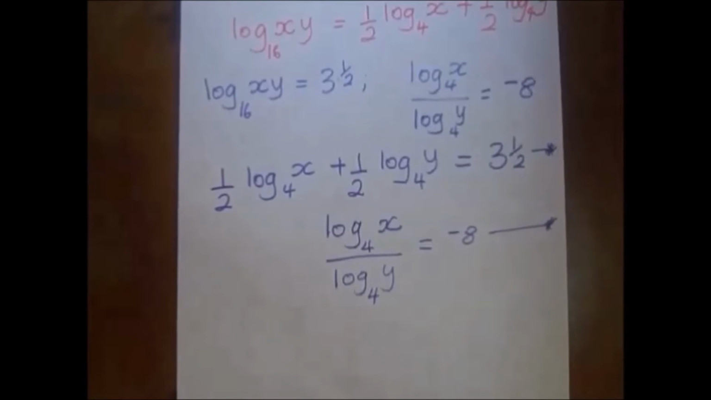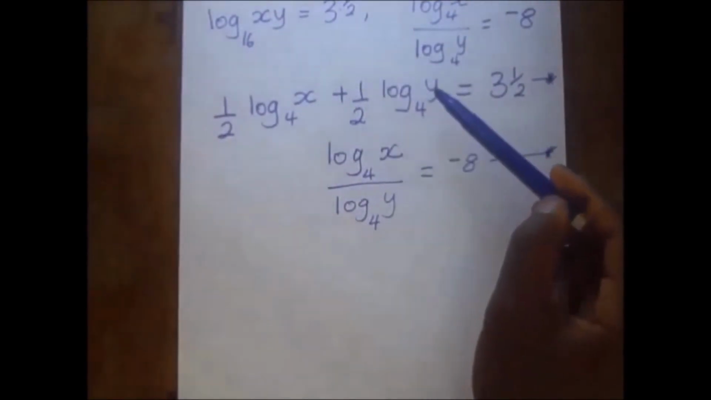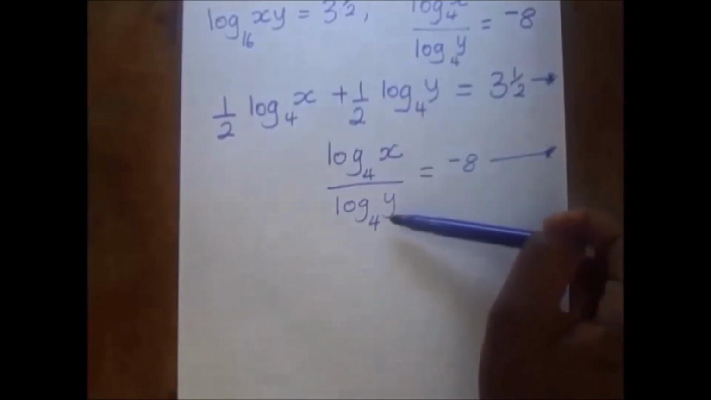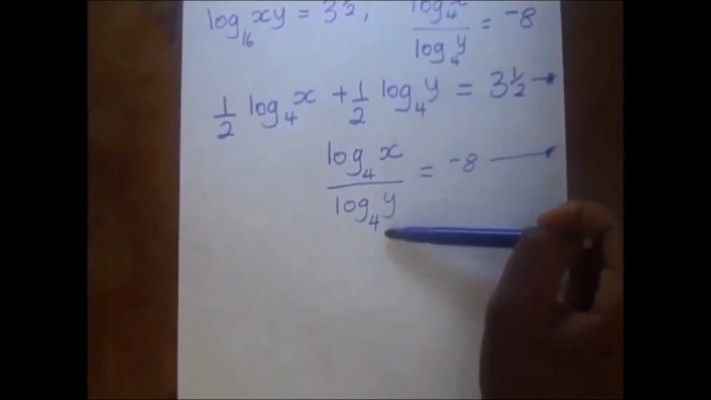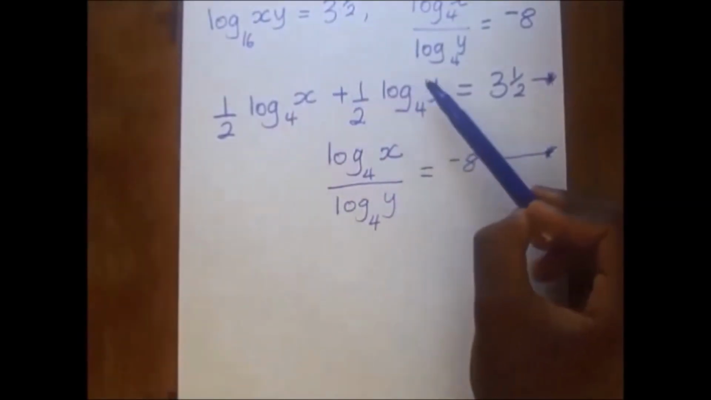So from the expressions above, we see that we are having logarithms that are all to the base 4, both in the first and the second expression, only that in the first expression we have logarithm of x base 4 and logarithm of y base 4.